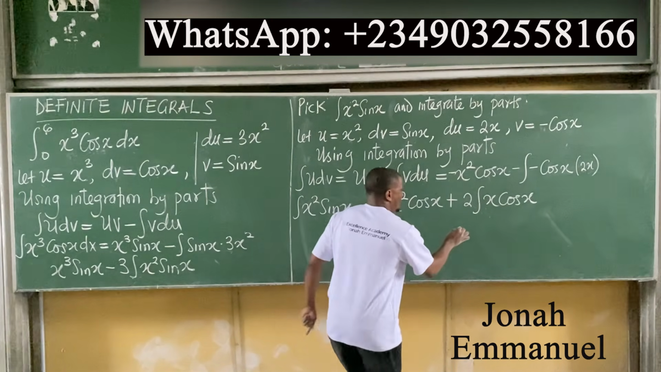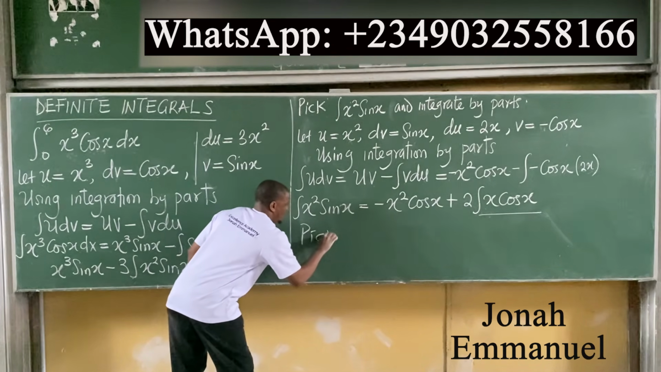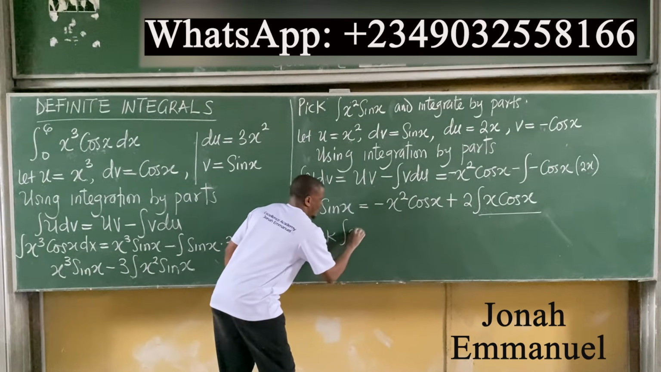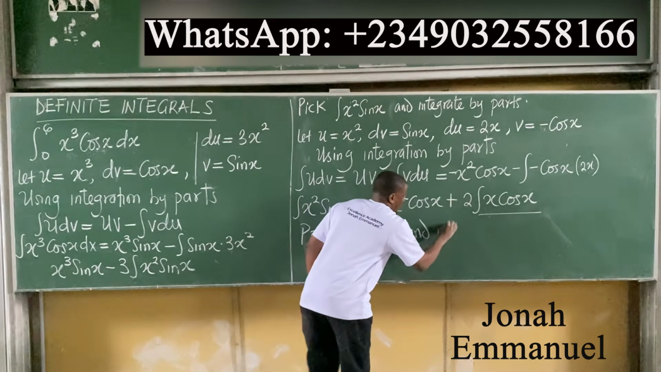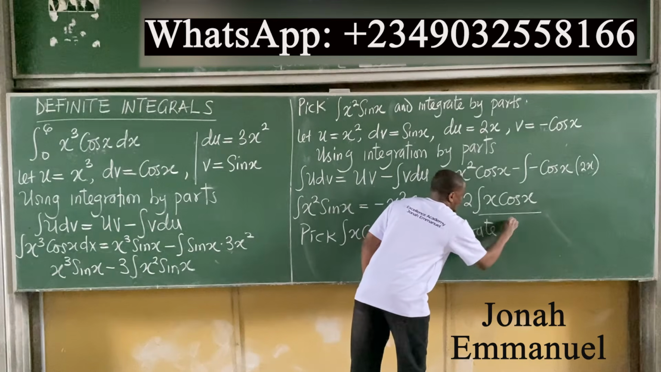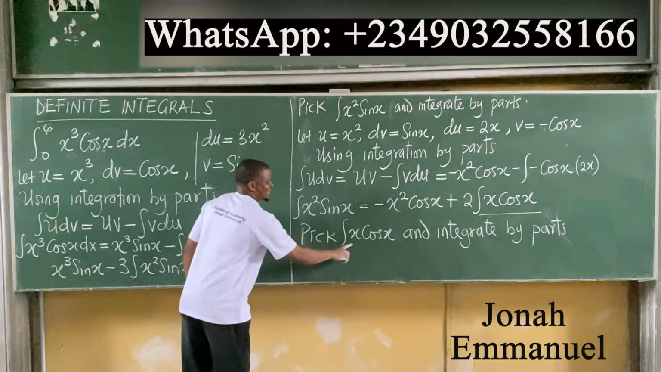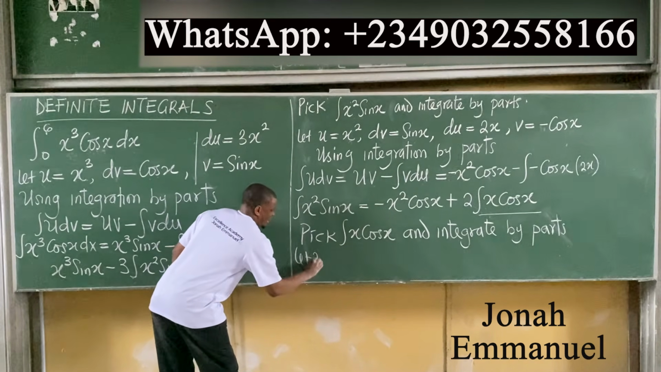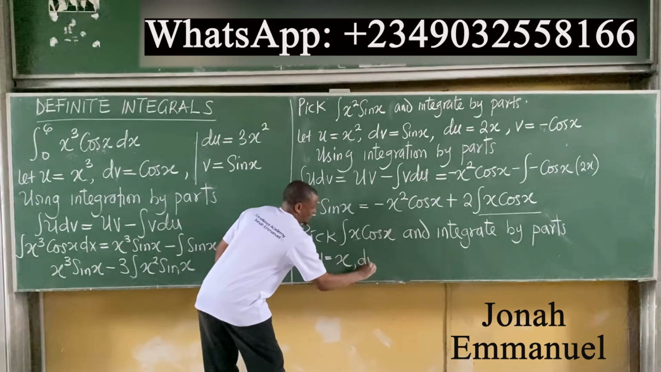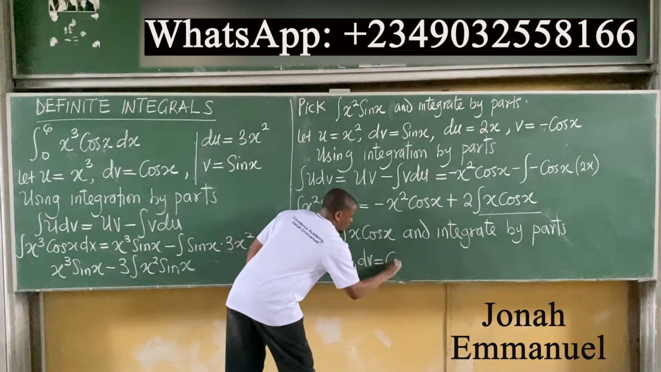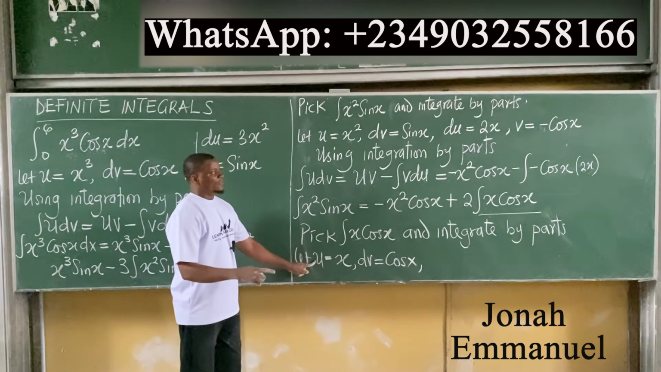Come here again, pick up this one here. So I would say pick the integral of x cos x, and integrate by parts. All right, let's work on this. In this case here, let u be equal to what there? x, okay. That's this. What is the v? Cos x.